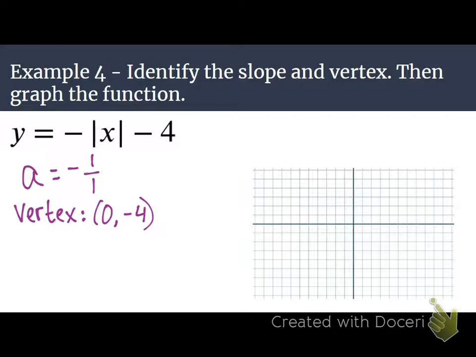So we graph our vertex. Where do we find it? Down 4. So the 0 in the first position means I don't go left or right. The negative 4 means I go down 4. 1, 2, 3, 4. Okay, that's my vertex. I'll put a little V by it so I remember that's where that is.